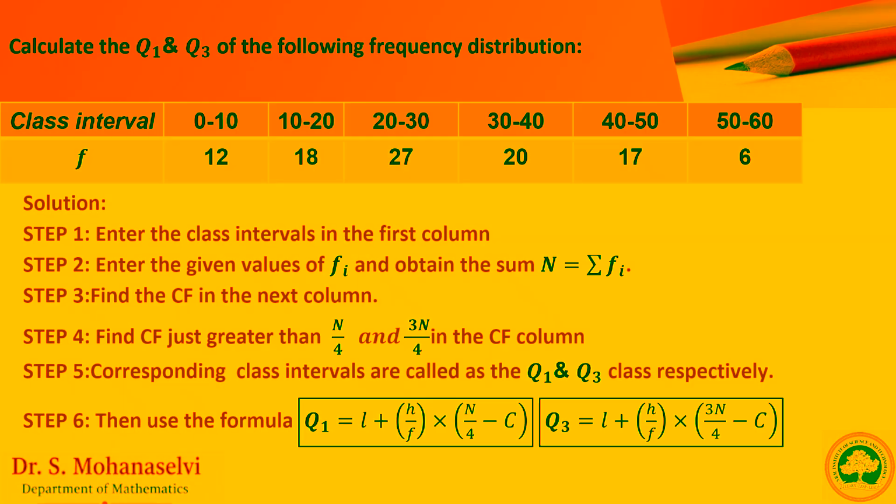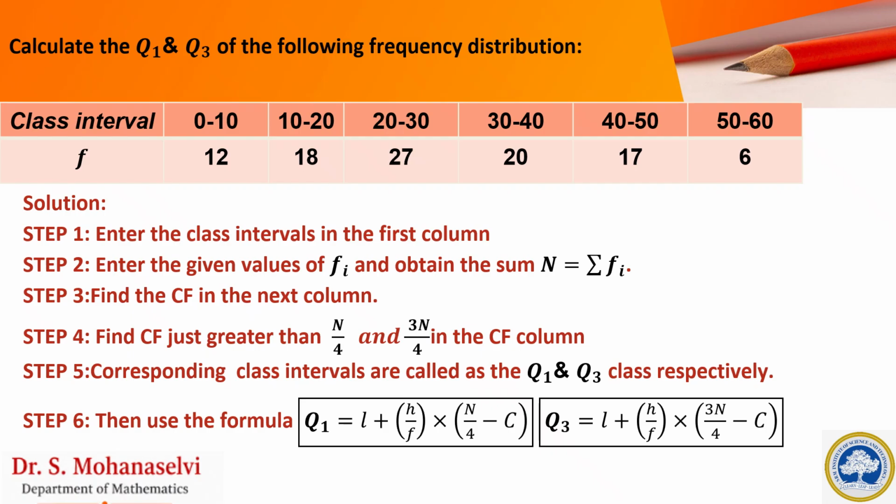Now let us calculate the Q1 and Q3 value for a continuous frequency distribution. For a continuous class interval type, we have to first of all find the Q1 and Q3 class by finding n by 4 and 3n by 4. Then we use the formula: Q1 is equal to L plus H by F into n by 4 minus C, and Q3 is equal to L plus H by F into 3n by 4 minus C.